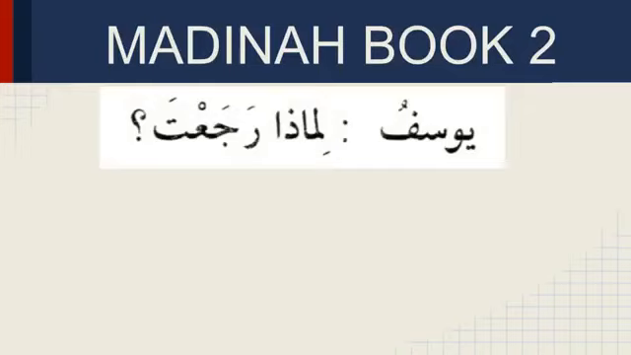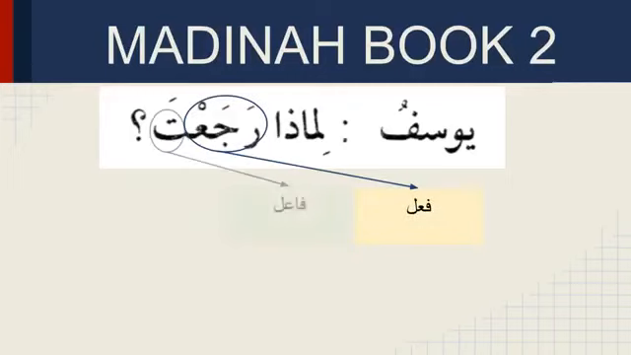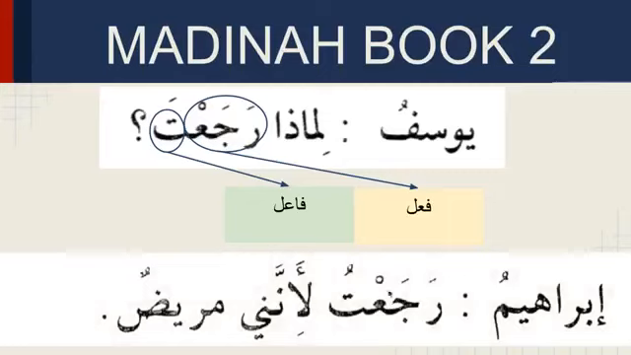So Yusuf, it says limaza raja'ta. See, limaza. We have learned before in book 1 what maza means. So say maza fa'alt, maza katabta. So what are you doing? What are you writing? So if you put harf li and maza, then it becomes why. So why did you return? Limaza raja'ta? Why did you return? So again, raja is the fa'il and ta, anta, is the fa'il. So Ibrahim says, raja'tu, I returned, li'annani. So raja is fa'il, tu is fa'il.